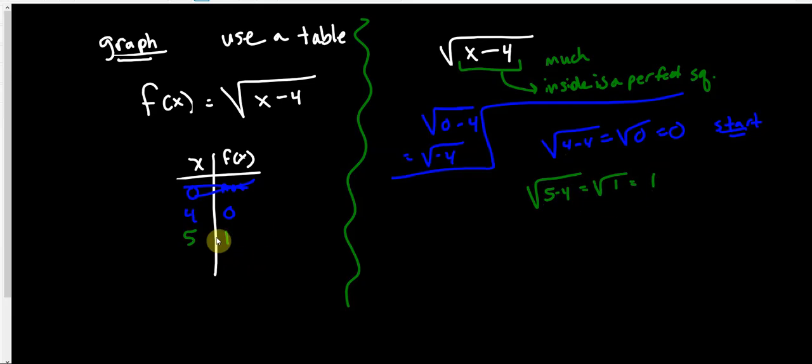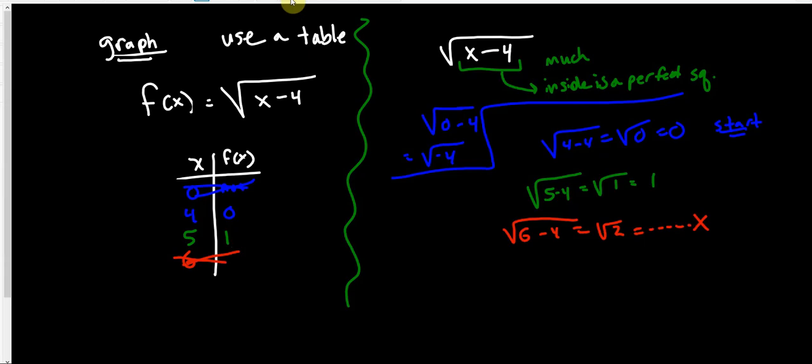So there we go. Now, what happens if I just keep trying numbers? Let's try the next number, a 6. So square root of 6 minus 4. Ooh, that's square root of 2. That's a nasty decimal. I don't want to use decimals, and so I don't want to use 6.